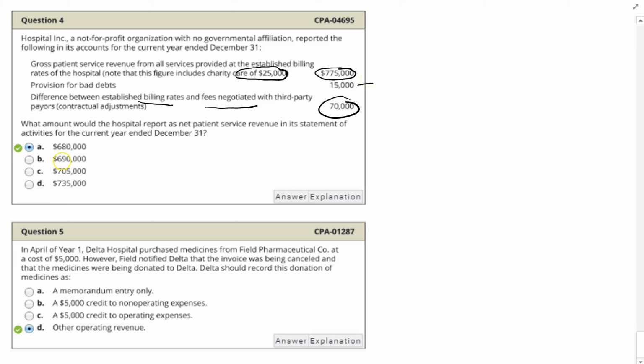Now the question is, what amount should the hospital report as net patient service revenue in its statement of activities for the current year ended December 31st? One key difference you have to remember here: when you are providing any service that many not-for-profit organizations can do, and especially not-for-profit health entities, they provide patient care service. This is a service transaction, and you basically record it as service revenue.